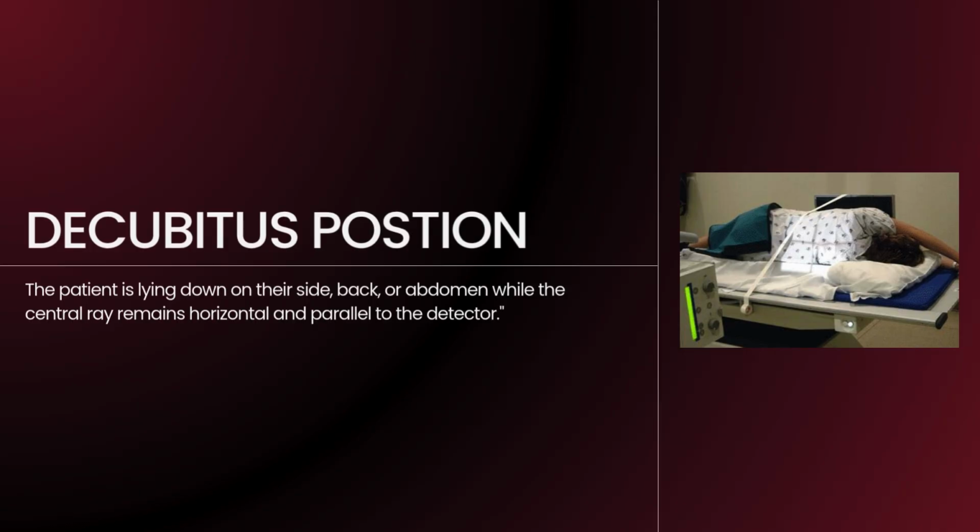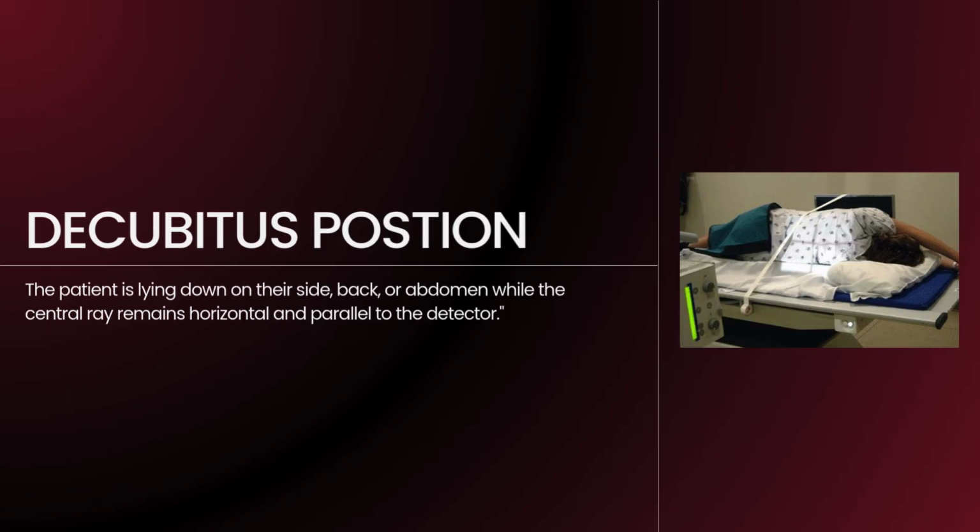Now move on to your decubitus position. When you talk about your decubitus position, it's saying the patient is lying down on their side, on their back or abdomen, while the central ray remains horizontal and parallel to the detector. What this is trying to tell you is that the patient is either lying on their side or lying down on their back. It's just the position of the central ray. In decubitus position, the central ray is always horizontal and parallel to the detector.